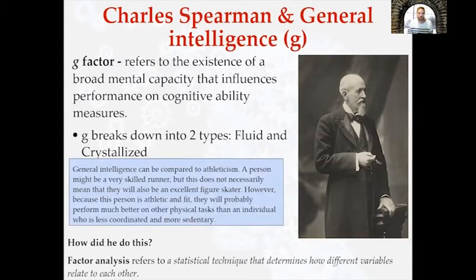He once used the example of athleticism. He said a person might be a very skilled runner, but this doesn't necessarily mean they'd be a good figure skater. However, because they're fit, they would probably be better at physical tasks than someone who's less coordinated or more sedentary in their life. So intelligence is a similar thing. It just kind of varies from person to person.